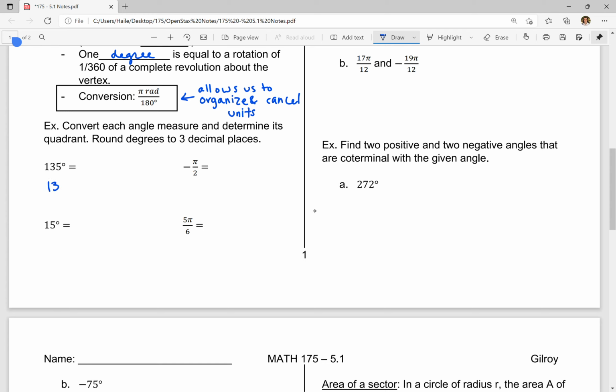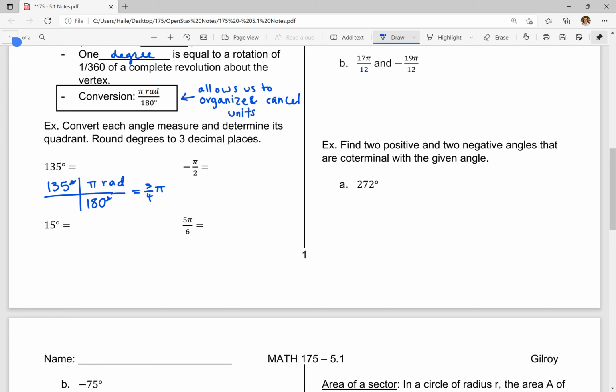So I'm going to start with my 135 degrees, and I'm going to set up my conversion factor so that my units will cancel. So in this case, I'm going to have 180 degrees on the bottom and pi radians on the top. So notice what happens here is my unit of degrees is going to go away. And so what I'm going to do is I'm just going to multiply across the top and divide everything across the bottom. So in my calculator, I would want to do 135 divided by 180, which would be 3 over 4. And then we just keep the pi off to the side. So this would be 3 pi over 4 radians.